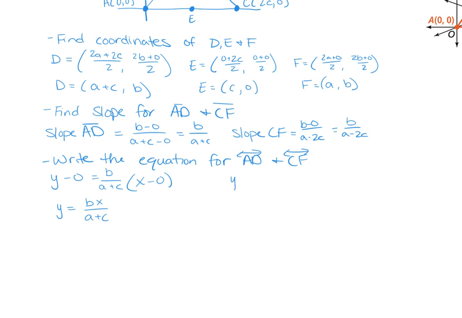All right, our second equation: y minus 0 equals b over a minus 2c times x minus 2c. That will simplify to y equals bx over a minus 2c minus 2bc over a minus 2c. Okay, so I have my two equations of the line. Now I want to solve for x.